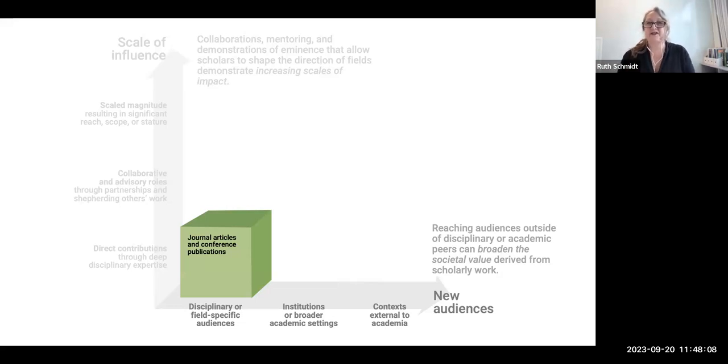And then, of course, there are contexts external to academia altogether, which are often not recognized with the same value, but being able to establish, for example, a profile on social media can allow us to reach new audiences that can actually enable great research to reach new ears that it wouldn't otherwise.